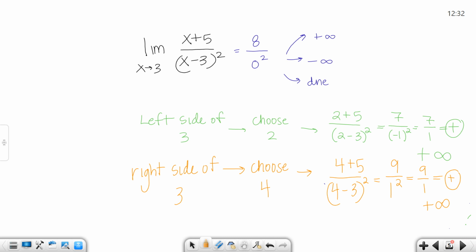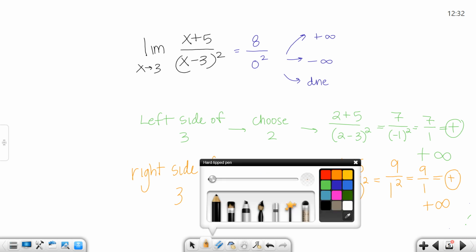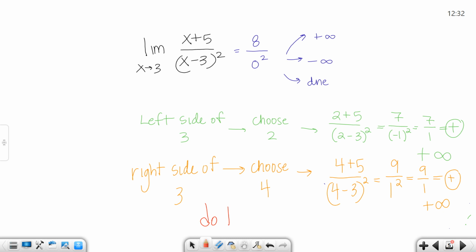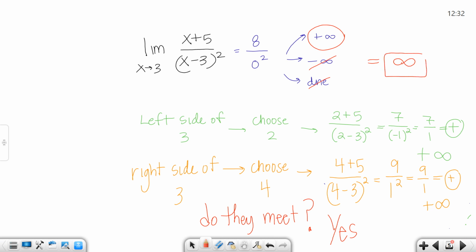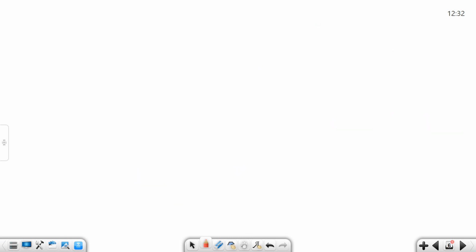Now then, once I plug in the left and the right, I have to decide, do they meet? Are they going in the same direction? In this particular case, yes, they do meet. They're both positive infinity, so that means your answer is positive infinity. And that's how it would look. Now then, so we've got a couple more of these we'll run through. Obviously, I've done a good many examples.